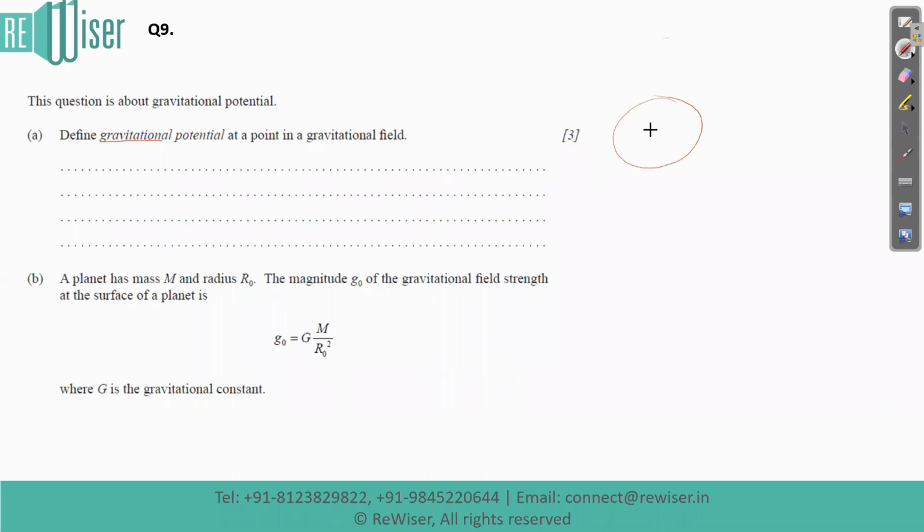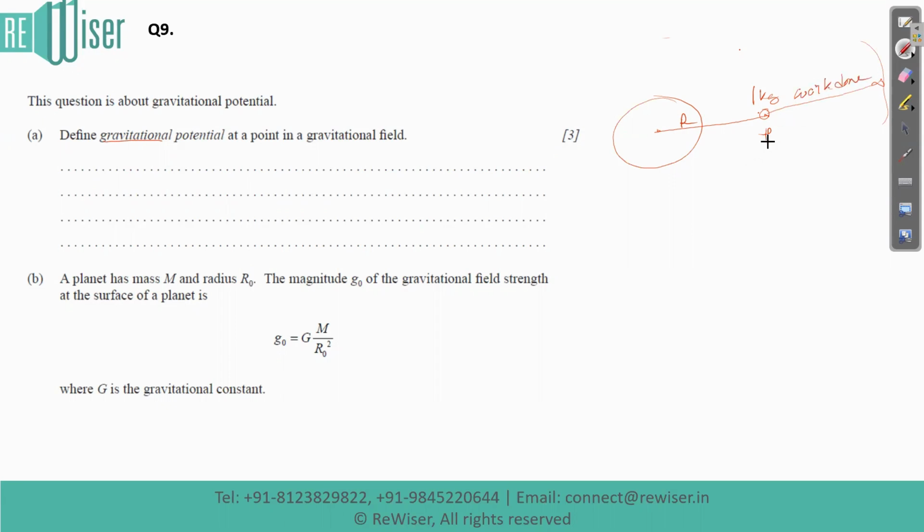This is Earth, and there is an object at point P, r distance away from the core, and the mass of this is considered to be 1 kg. Now, this is infinity. So, imagine you are bringing this 1 kg mass from infinity to this point. In order to do that, you need work done.